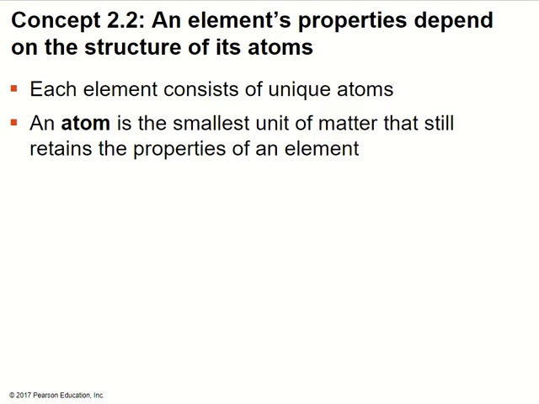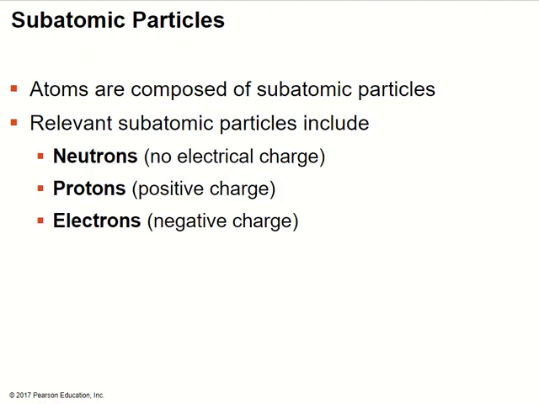An element's properties depend on the structure of its atoms. Each element consists of unique atoms. An atom is the smallest unit of matter that still retains the property of an element. For example, there could be an atom of the oxygen element, an atom of the hydrogen element, an individual atom of the carbon element.